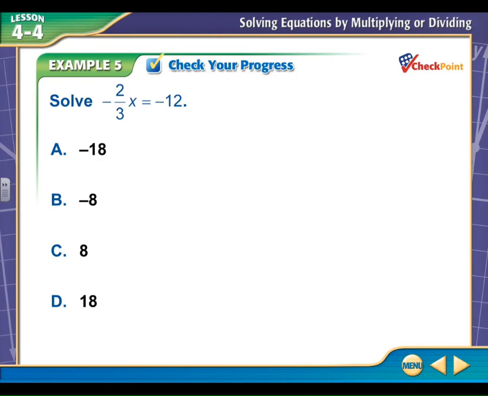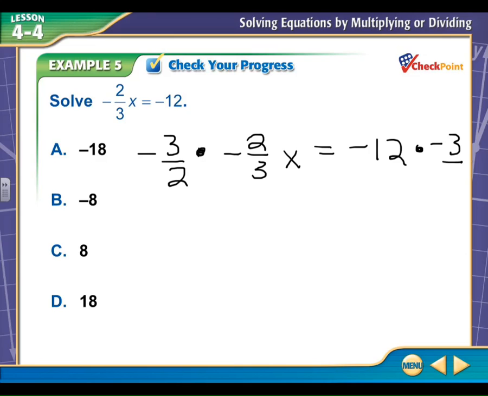All right, let's solve negative 2/3 x equals negative 12. I want to make sure that I'm multiplying by the reciprocal. So the reciprocal of negative 2/3 is negative 3/2. Whatever I do to one side of the equation, I have to do to the other.